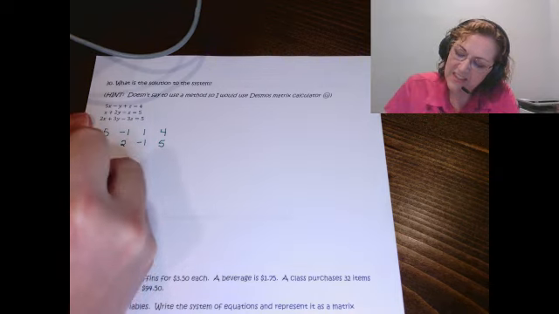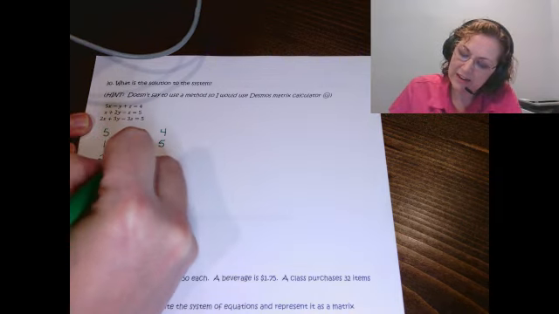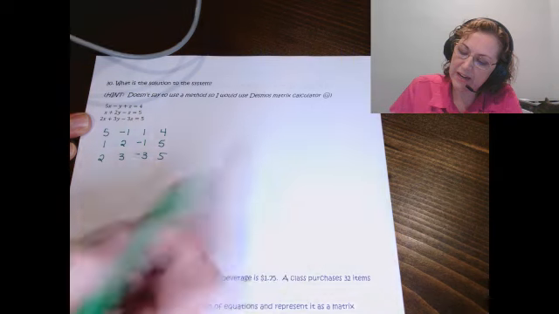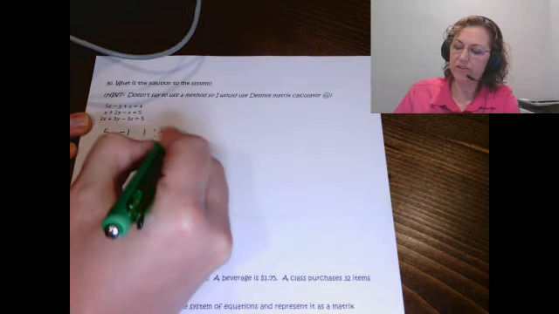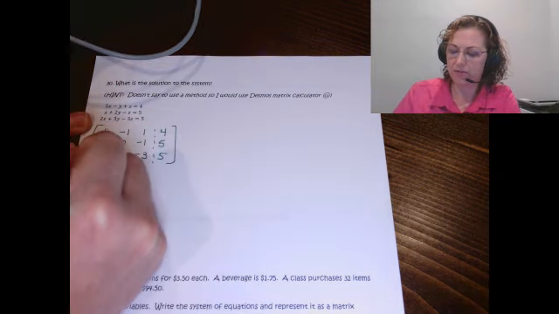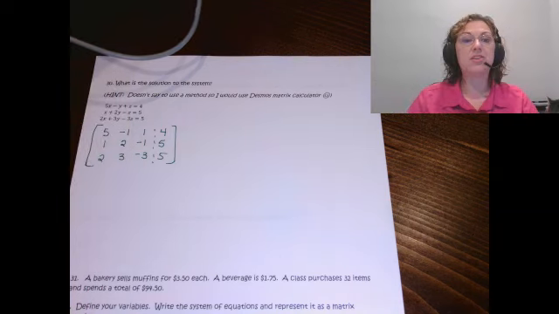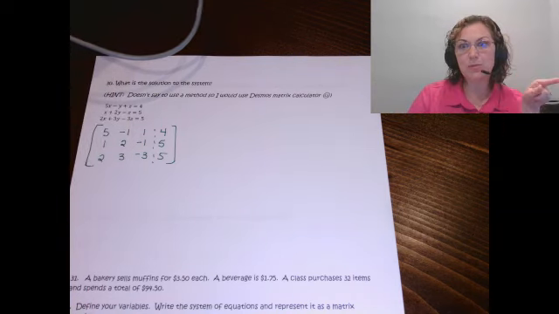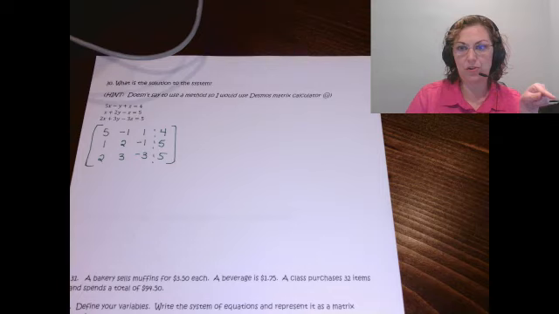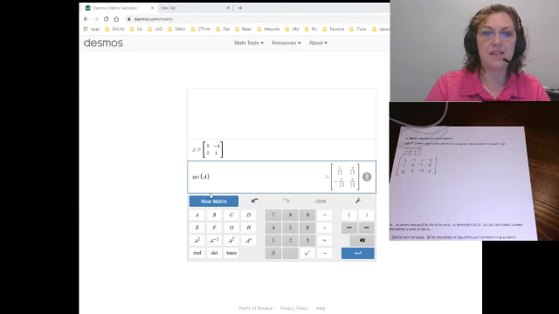Then I have 2, 3, -3, and 5. So here's my matrix. Now I'm going to switch back over. Let's get this one entered into our Desmos calculator. There we are.